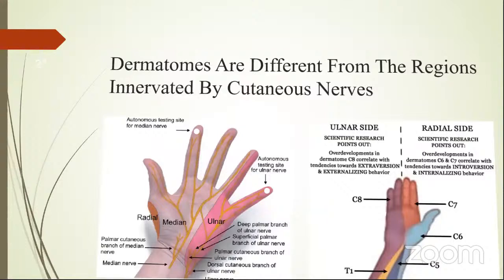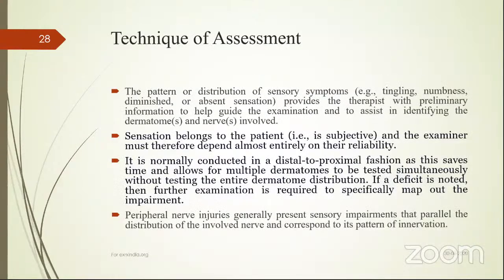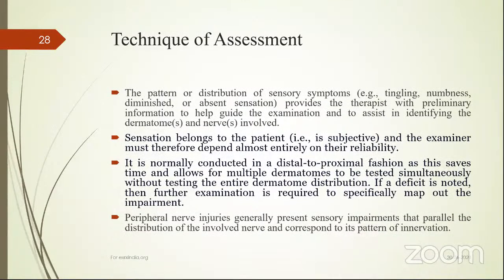So now we go to the most awaited, that is the technique of assessment. Again, I am saying we all are physiotherapists or students. This dermatome assessment is not a big deal, but I want to say again because it is related to the clinical thing, how it happens. So the technique of assessment is we are going to find a pattern or distribution of sensory symptoms like tingling, numbness, or absence of sensation or less sensation. So we are going to get information about these things.